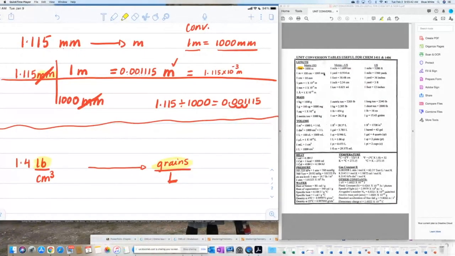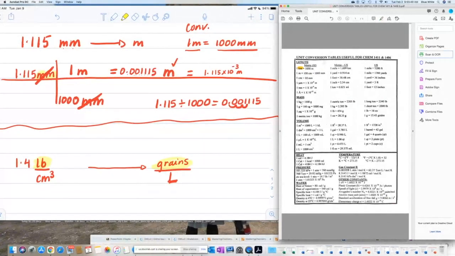From pound to grain. Pound is a mass. So I go over here and I say, where is the mass? I'm looking for pound. I see pound here, and then there are so many pounds here. And then it says you have to go to grains. I see grain here, and the grain goes with 1 gram. Since I only see one grain conversion, I'll start with that. I will write 1 gram equals, I think, 15.43 grains.